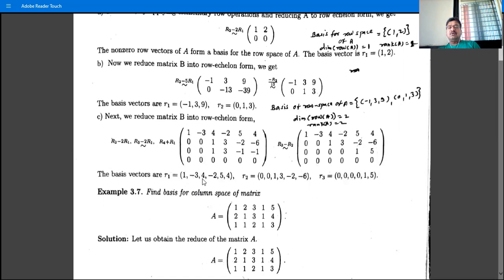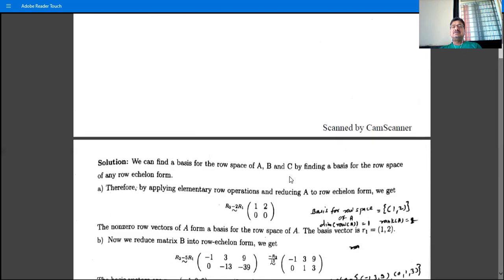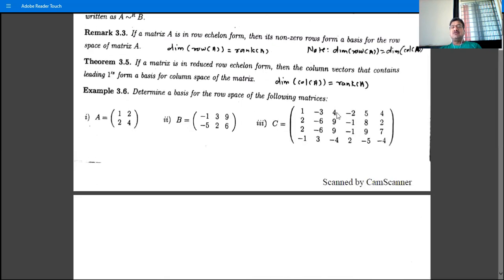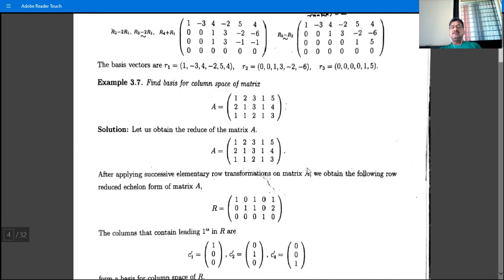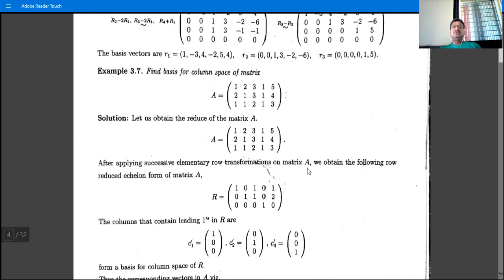Okay, and so the dimension of row space of A for this matrix C is what? The dimension of row space of A is equal to 3, and the rank of this matrix is 3. So this is C actually. So rank of C is 3. So these are the three examples of rank.